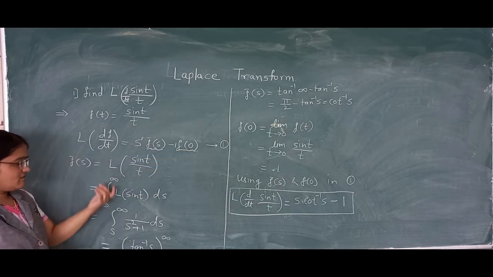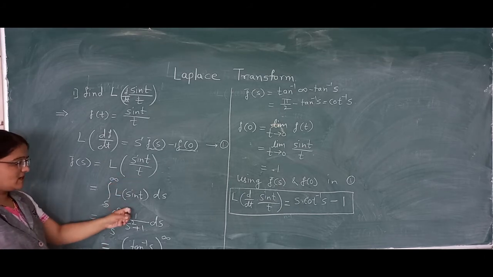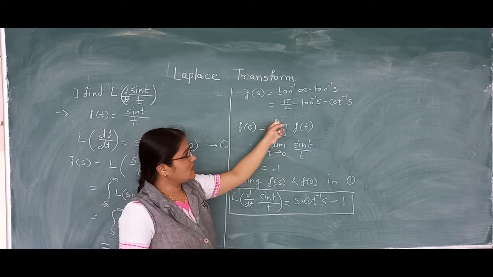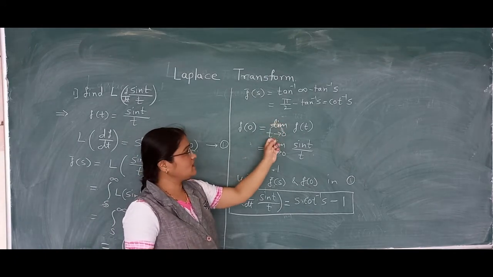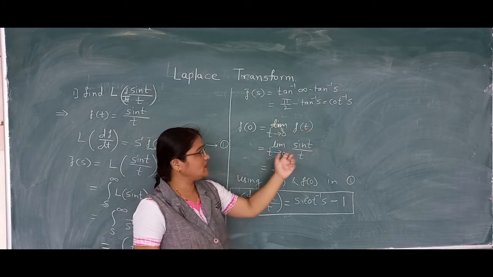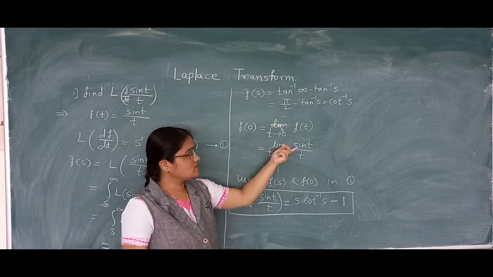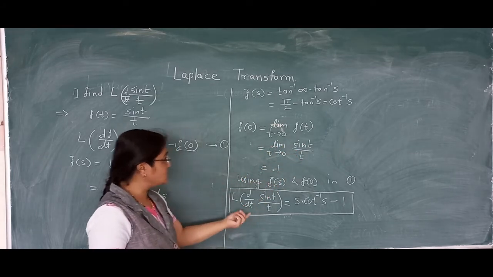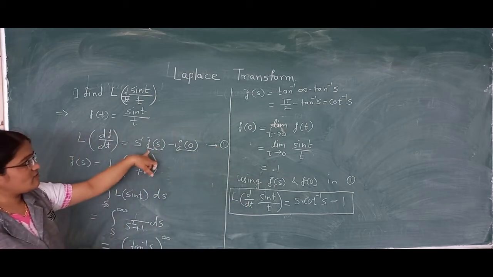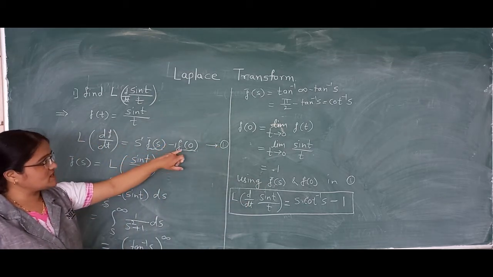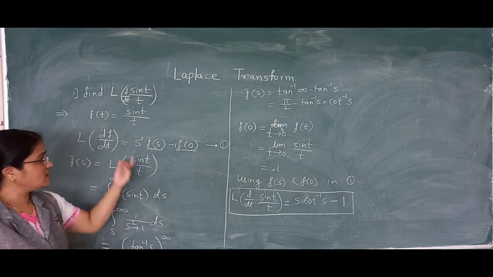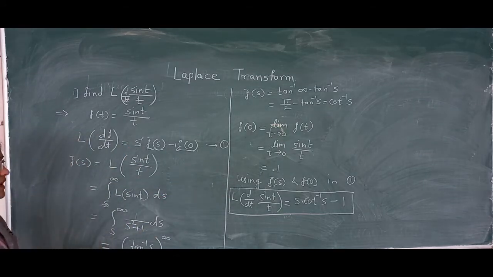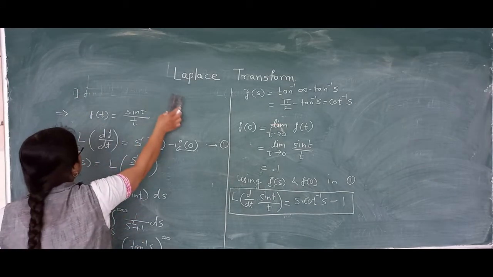So finding f bar of s using the divided by t property. f of 0 is nothing but limit t tends to 0 of f of t. We know that limit t tends to 0 of sin t upon t is 1. Using both the values in equation number 1, f bar of s is cot inverse s, f of 0 is 1. We get the answer s cot inverse s minus 1. Now, next example.